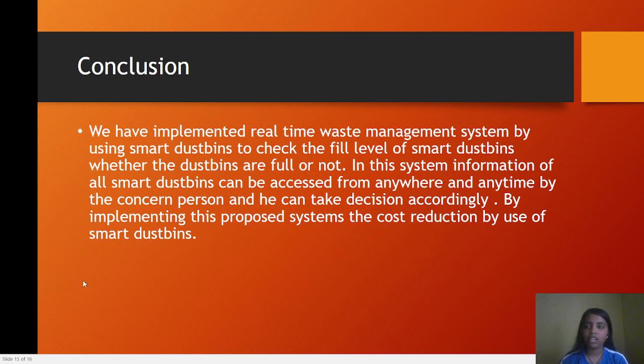Let me look over the conclusion part. We have implemented a real-time waste management system using smart dustbins to check the fill level, whether the dustbins are full or not. In this system, information of all smart dustbins can be accessed from anywhere and anytime by the concerned person, and he can take decisions accordingly. By implementing this proposed system, costs are reduced through the use of smart dustbins. This is the conclusion part.